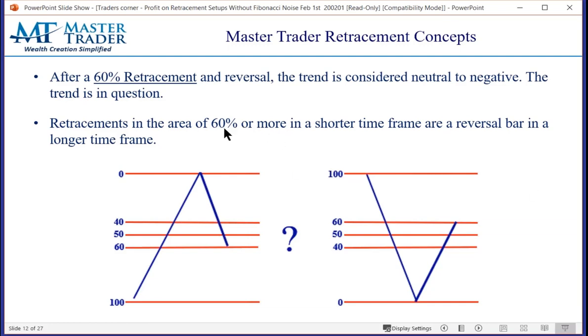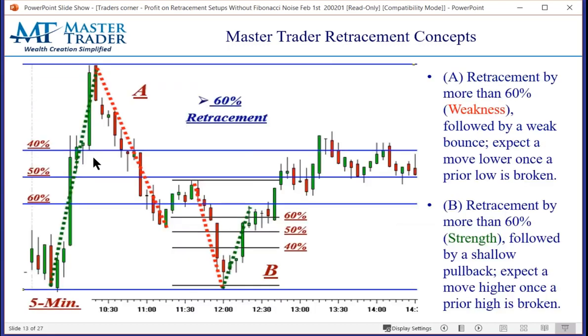We teach this on multiple time frames. Retracements in the area of 60% or more: if you were to drop down one shorter time frame, it's a beautiful reversal bar in the longer time frame. 5-minute chart, it doesn't matter the time of the chart, but let's walk through this. So we'll start over here on the left. Big move, big power move. So here's my pivot low, here's my pivot high. Now it's retracing, it's retracing, it's retracing. It did not hold at 40, it did not hold at 50, it exceeded 60.